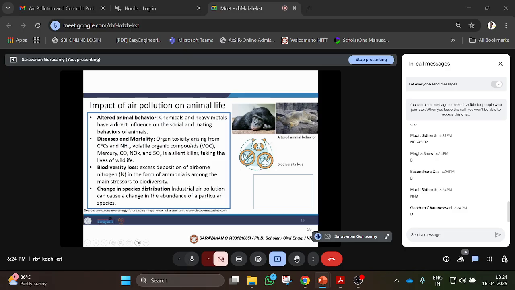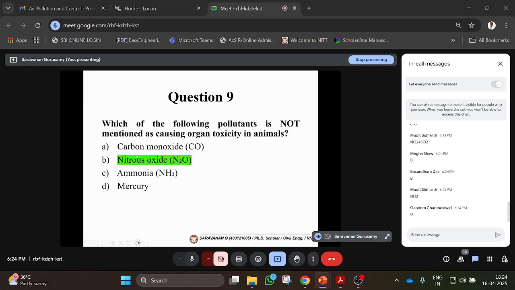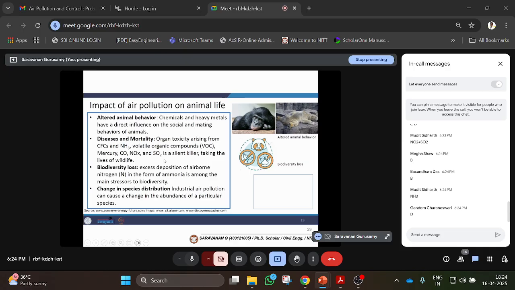Here you can see organ toxicity arising from CFCs and ammonia, volatile organic compounds, mercury, CO, NOx. NOx is NO and NO2, not N2O. Nitrous oxide will not create any problem. NO2 and NO will cause problem. That's why NOx. SOx is a silent killer. Why it's called a silent killer? That will go into the animal body and it will affect the organs in a long term. That's why it's called a silent killer. Okay, all these compounds you can see from the air pollutants causing organ toxicity to the animals.